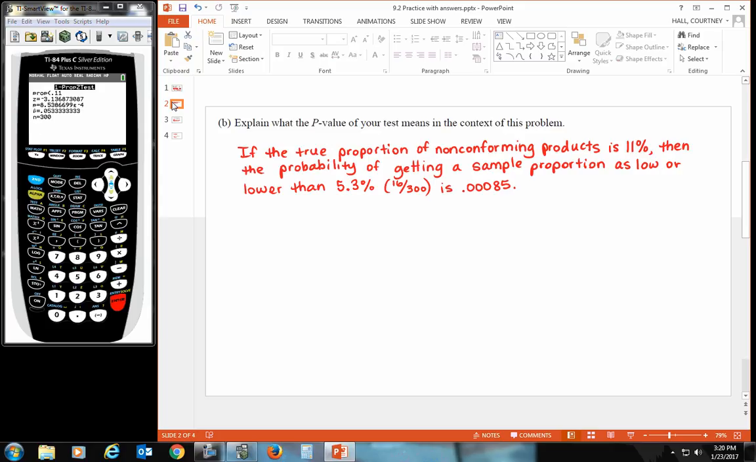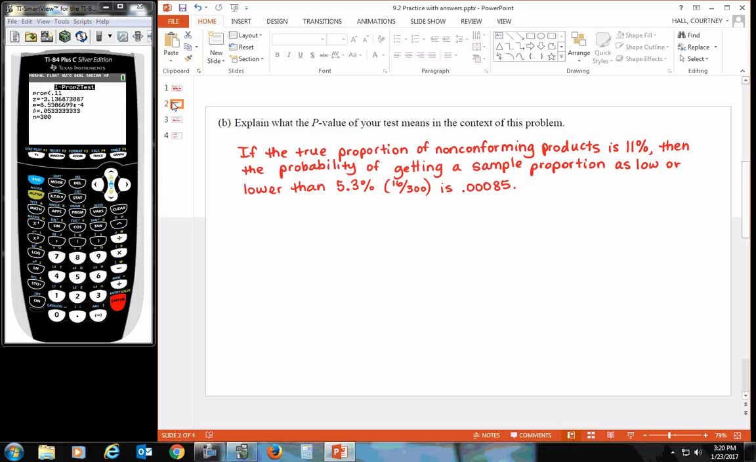So one way of saying it is, if the true proportion of non-conforming products is 11%, because that's the hypothesized claimed proportion, then the probability of getting a sample proportion as low or lower than the 5.3%, which came from the 16/300, the probability of getting that is 0.00085. It is that p-value. So the probability of getting a sample proportion as low or lower than the 5.3%, the sample data, would be 0.00085.